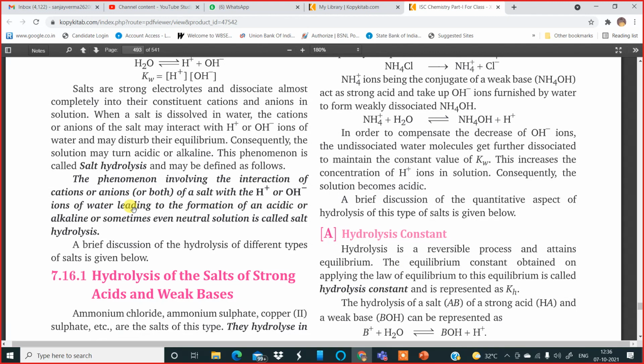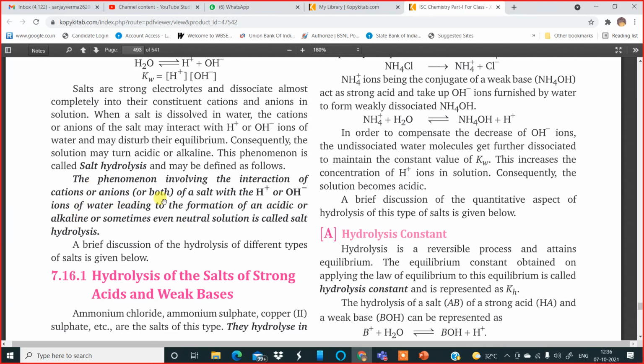So the definition is given over here. The phenomenon involving the interaction of cations or anions or both of a salt with the H plus or OH minus ions of water, leading to the formation of an acidic or alkaline or sometimes even neutral solution, is called salt hydrolysis. Okay, so this is the meaning of salt hydrolysis.